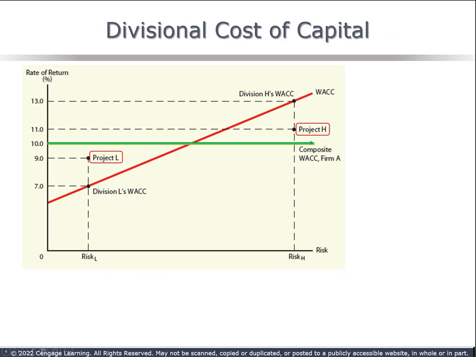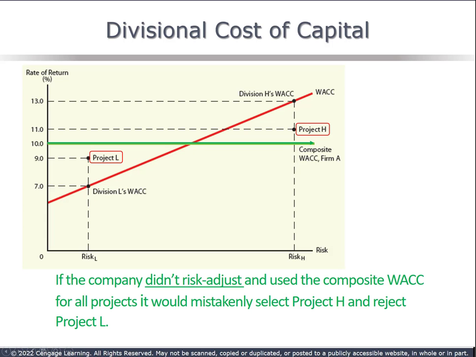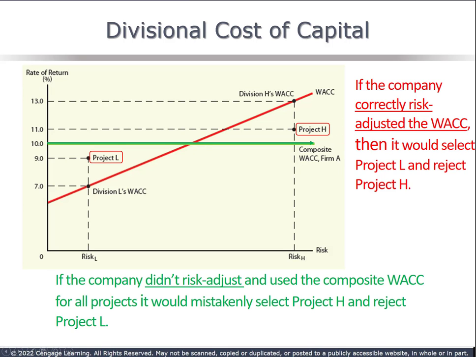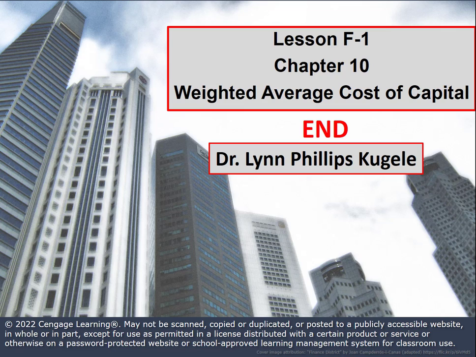This demonstrates the fallacy of using a flat hurdle rate. If a company didn't risk adjust, it would mistakenly accept Project H and reject Project L. If they do adjust, they will correctly accept L and reject H. This ends our coverage of Chapter 10, the weighted average cost of capital.